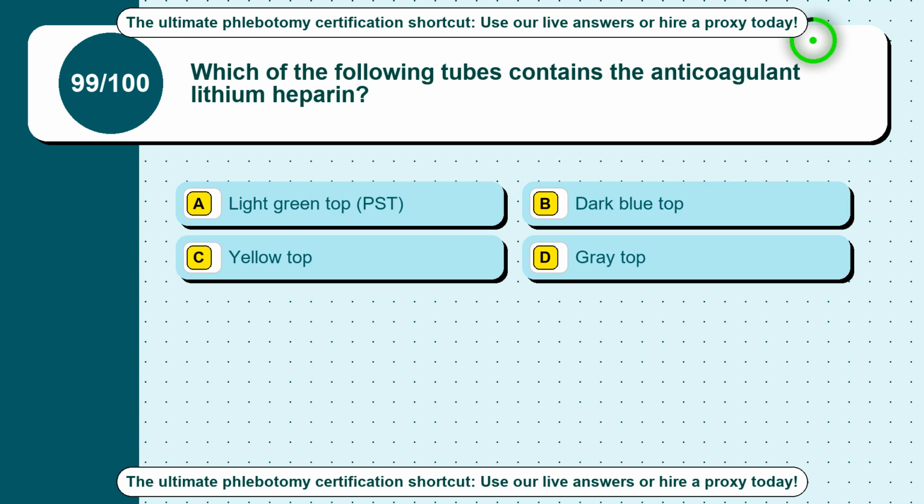Question 99. Which of the following tubes contains the anticoagulant lithium heparin? Option A, light green top, PSD. Option B, dark blue top. Option C, yellow top. Option D, gray top.